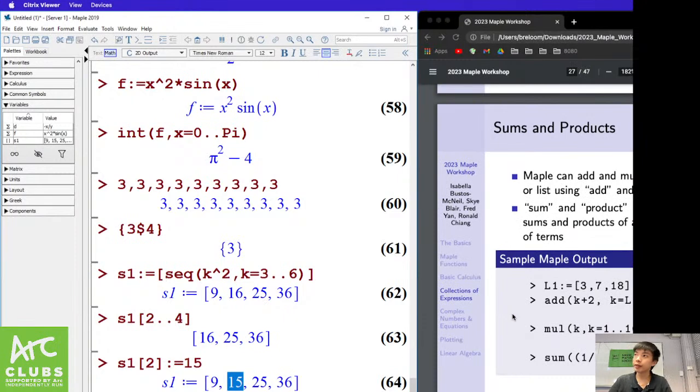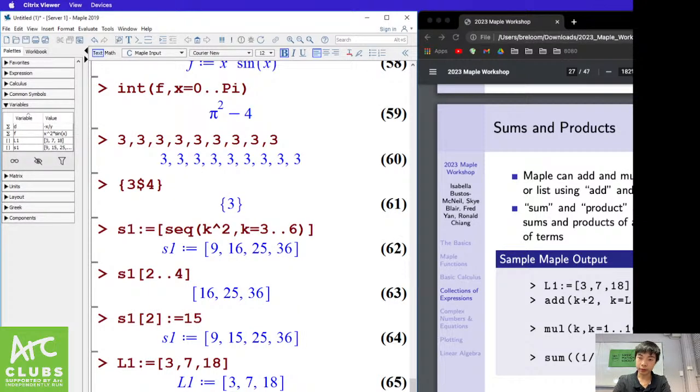Something cool about lists and sequences is you can take them and then do a sum or multiplication of them. So let's say that we have a list right here, maybe L1, which is defined by 3, 7, and 18. We can use add and then k plus 2, maybe k plus 1.